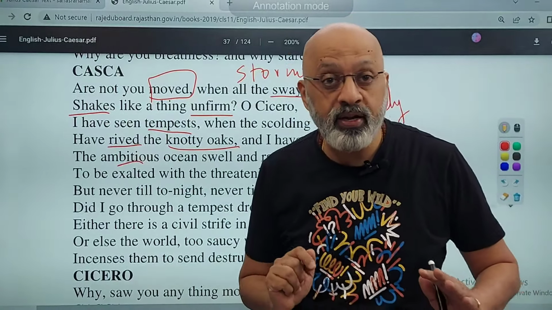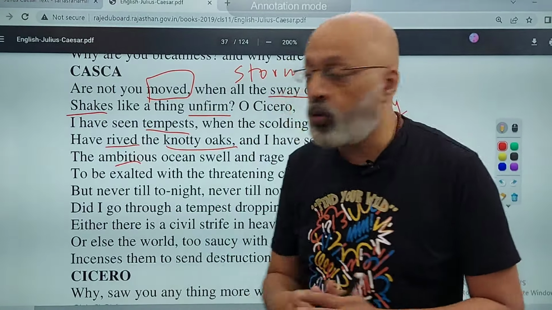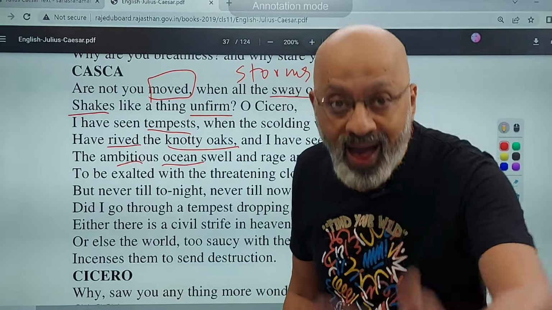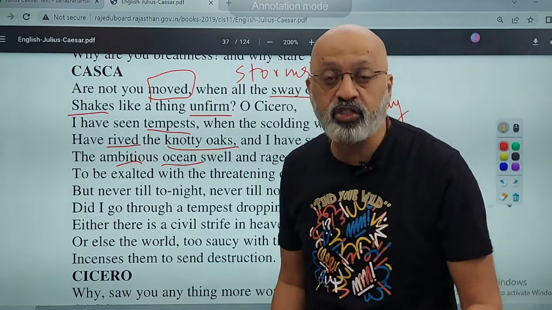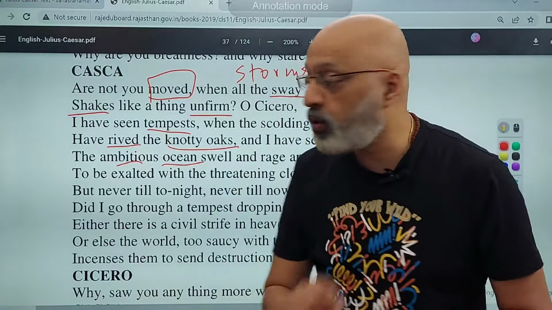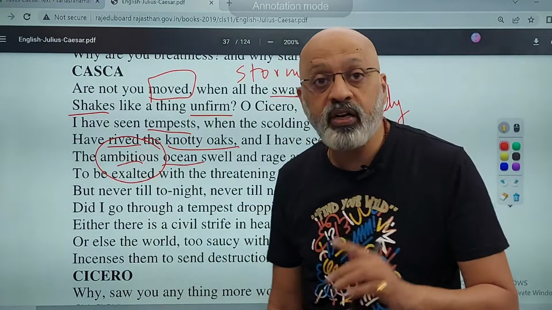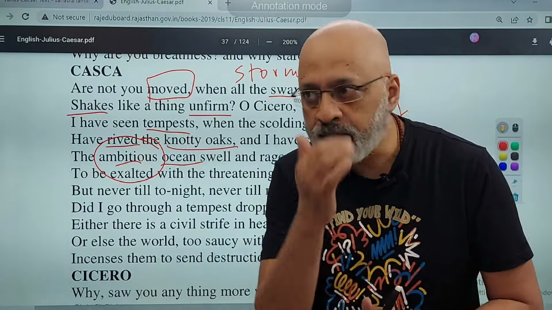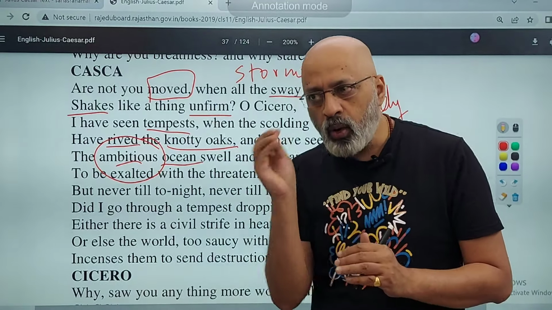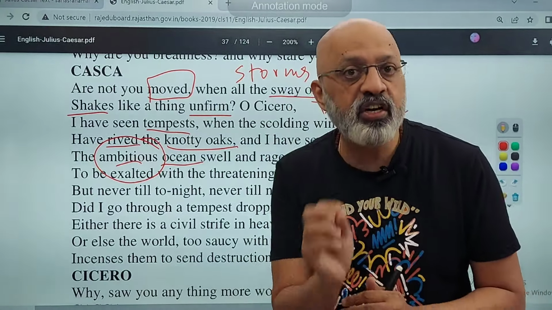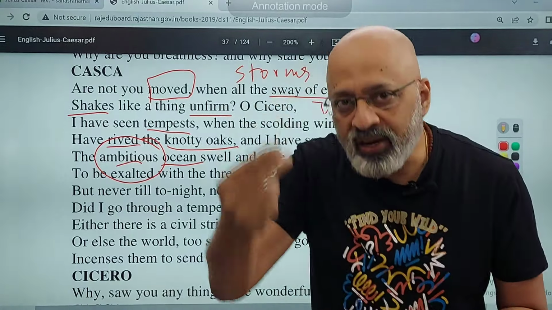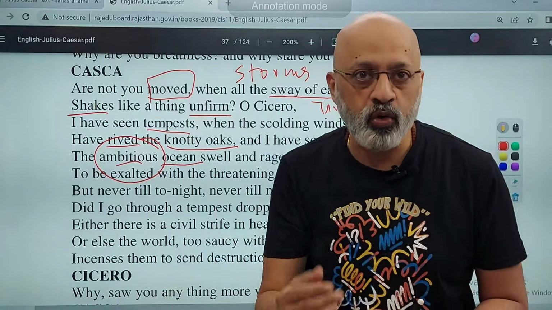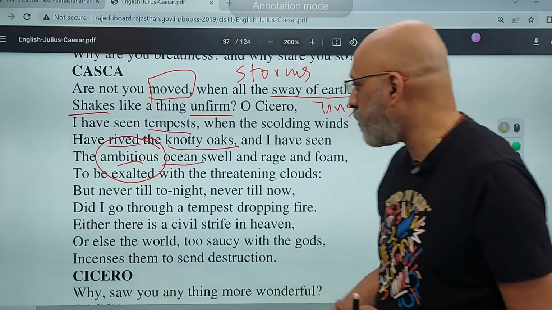What is being done here? He's personifying the ocean, because ambition is associated with animate objects, with human beings largely, right? But he is personifying the ocean by using the adjective ambitious with it. Just make a note, not that you are likely to be asked whether any poetic or literary devices have been used, but it's always interesting to read literature, understanding what the author, in this case the playwright Shakespeare, is trying to do.